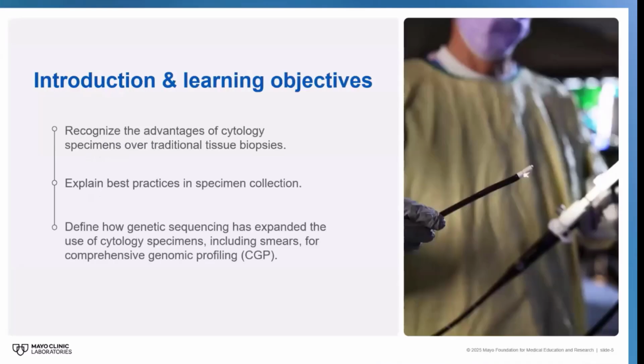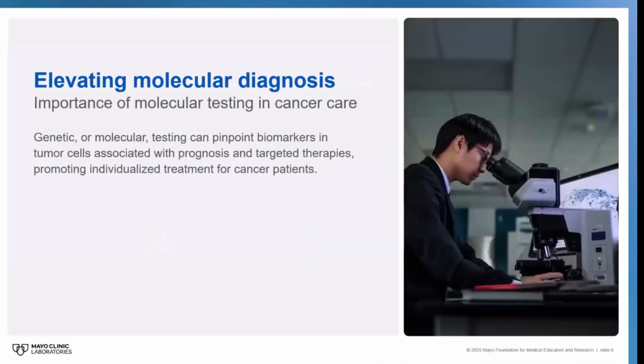So some of the learning objectives we are going to cover today. The first one is to recognize the advantages of cytology specimens over traditional tissue biopsies. The second one is to explain the best practice in specimen collection. The third one is to define how genetic sequencing has expanded the use of cytology specimens, including smears, for comprehensive genomic profiling.